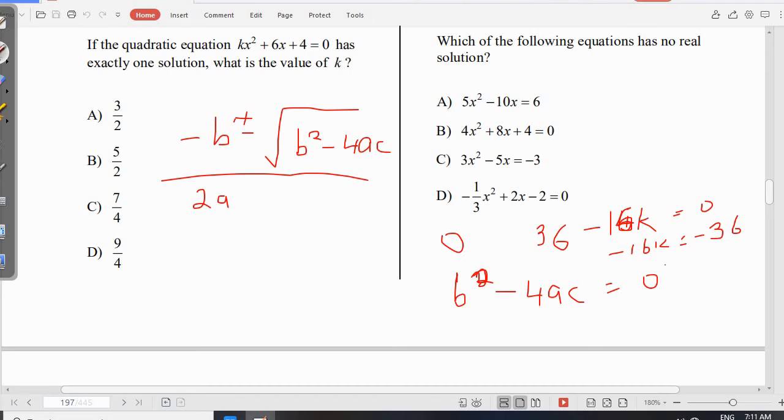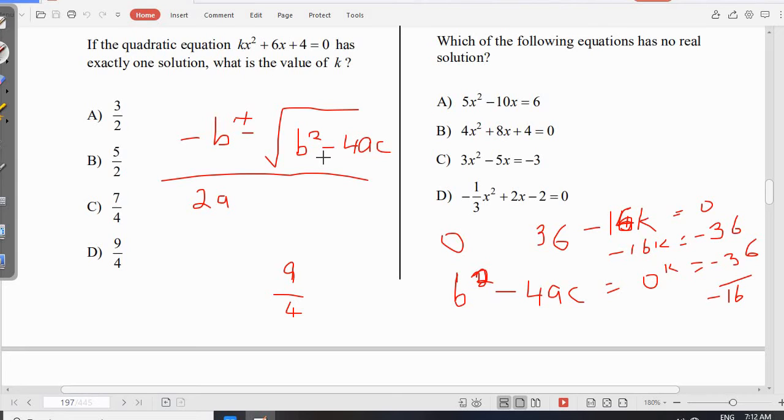and k is equal to minus 36 over minus 16. Now 36 over 16, if you reduce that, 4 going into 36 gives you 9, and 4 going into 16 gives you 4. So you write the answer as 9 over 4. That's the answer to this, because if it has just one solution, remember what I'm saying, whatever is in here should be equal to 0.